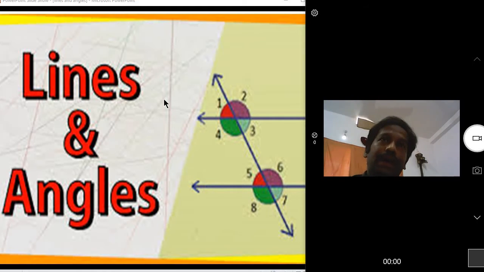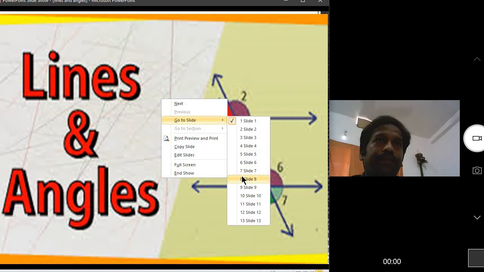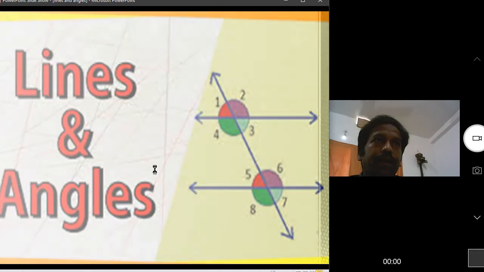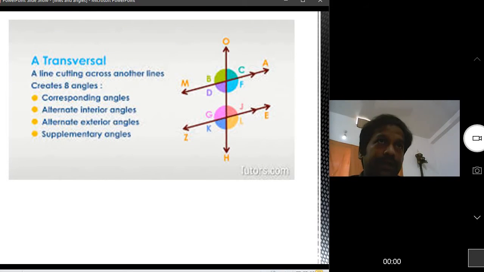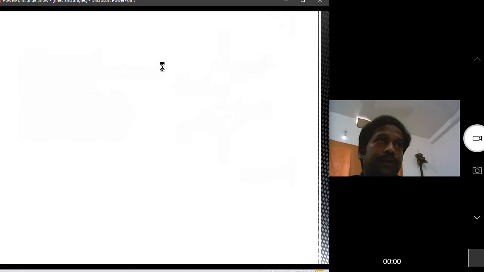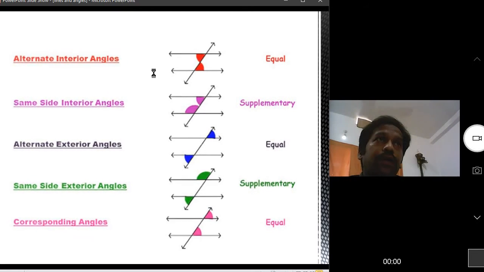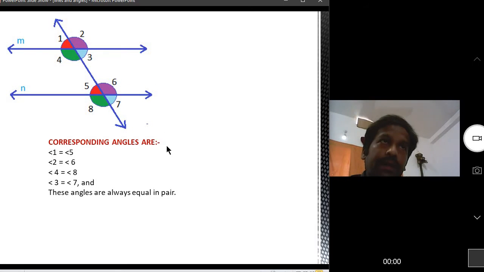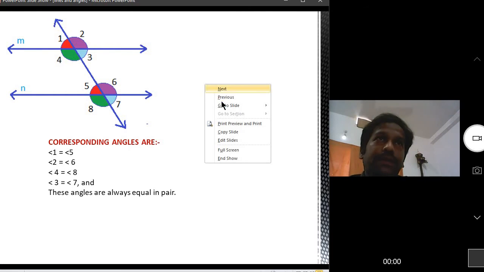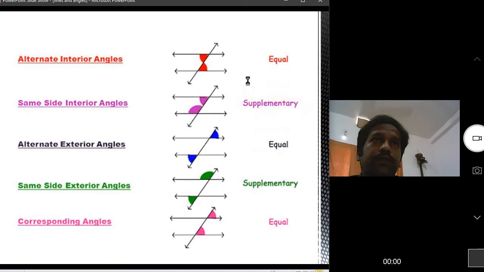So today we are going to discuss a transversal, parallel lines and their internal angles, and one by one these angles also. Okay, so this is our topic of discussion, so we should just focus there.